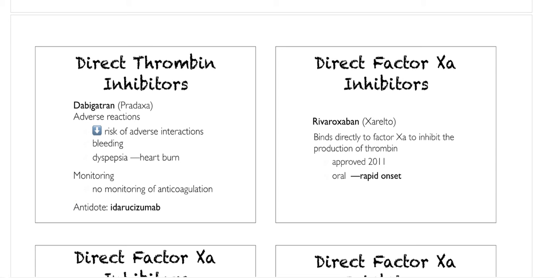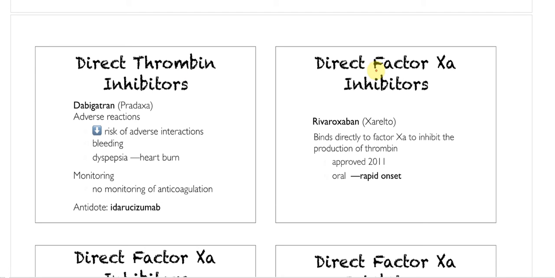For dabigatran, we do not require any monitoring of anticoagulation, so we let them go home. If they come back with a potential for bleeding risks, with a trauma or something, then we can give them the antidote, which is pronounced idarucizumab. Idarucizumab. They actually have a little YouTube video that shows how to say it. It worked pretty well. Alright, so that was our direct thrombin inhibitor.